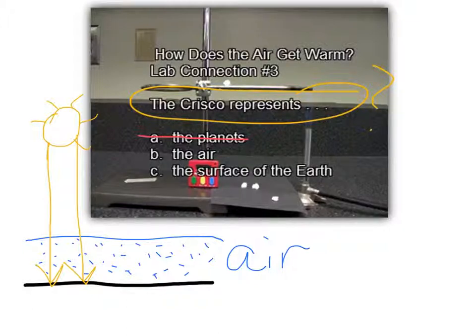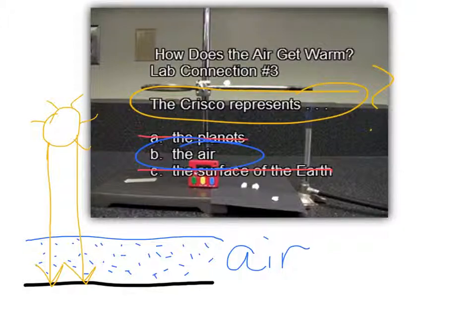Since we've already identified the metal represents the surface of the Earth, which is being heated by the flame, the sunlight, the Crisco must represent the air. And the Crisco, or the air, is being heated by the bar, which is representing the surface of the Earth.